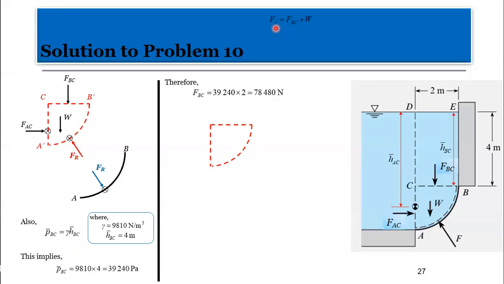Now, what we don't know is the weight. Because we are saying that Fy is actually FVC plus the W, meaning that at the end of the day, my Fr is the Fx squared plus Fy squared, square root of that. So now finding the weight of the water held by the gate, we have to consider the volume here.